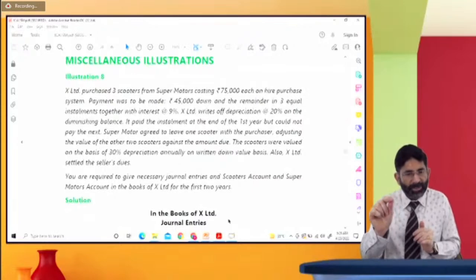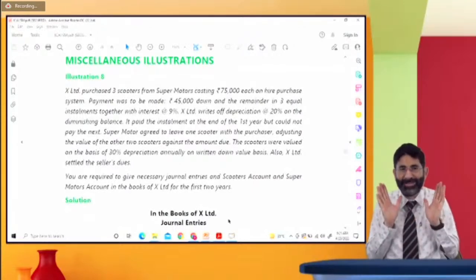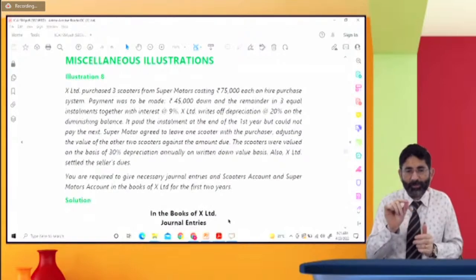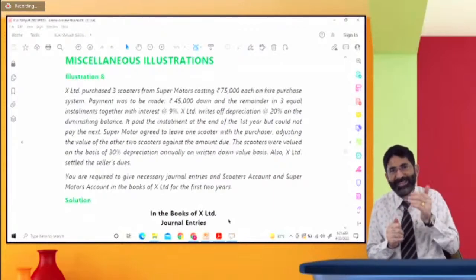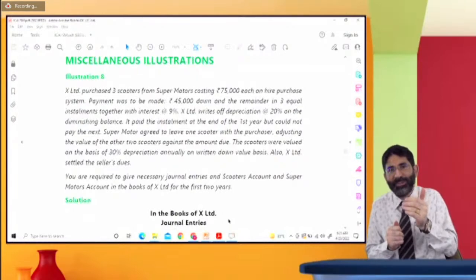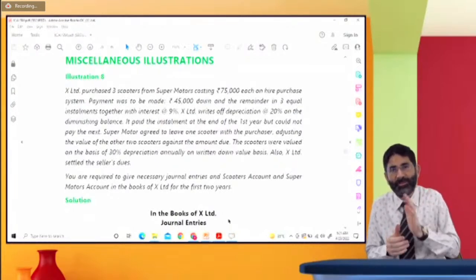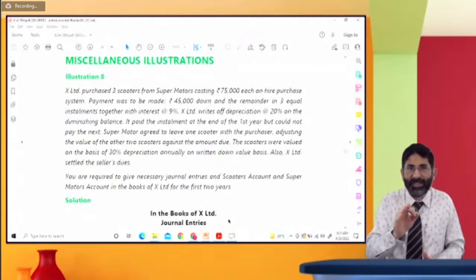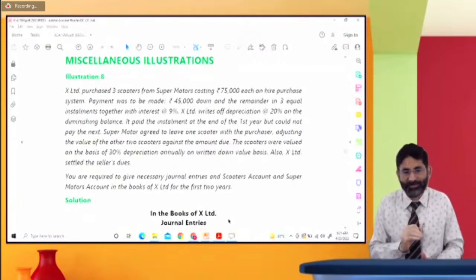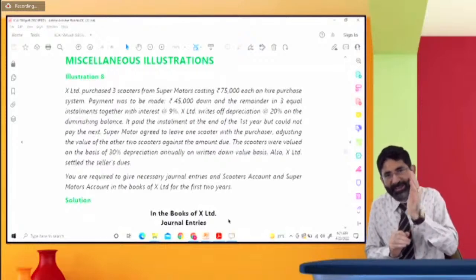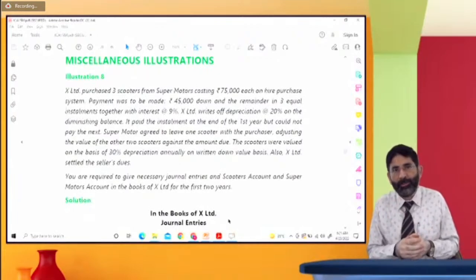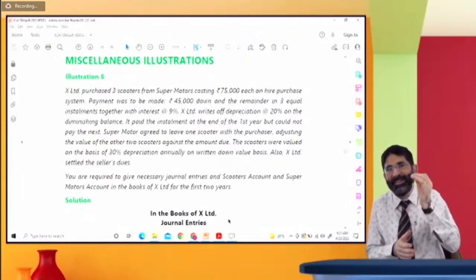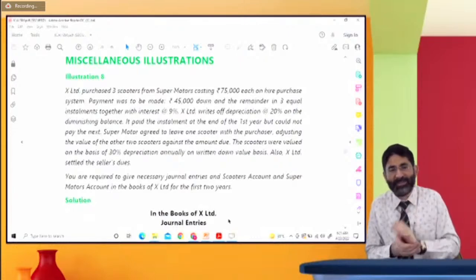On hire purchase system. So it is a question of hire purchase. Now it's clear. Payment was to be made 45,000 down out of 2,25,000. 45,000 will be paid as a down payment. So after deducting 45,000, how much will be left? 2,25,000 minus 45,000, it is 1,80,000. So balance 1,80,000 is left. 75,000 is the cost of each scooter into 3. 2,25,000 is the cash price of 3 scooters.